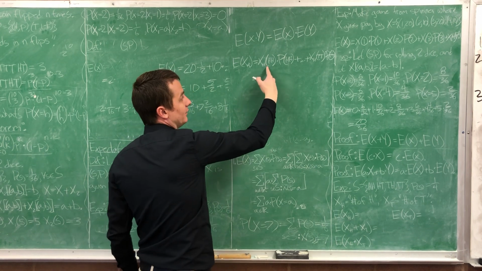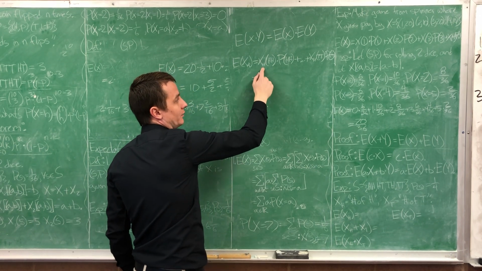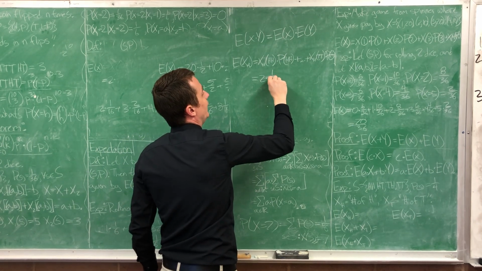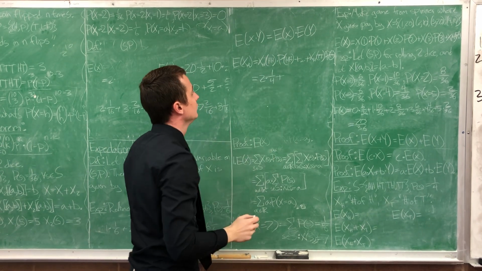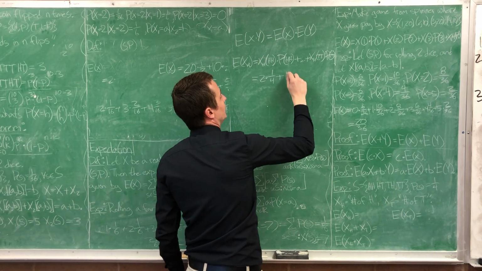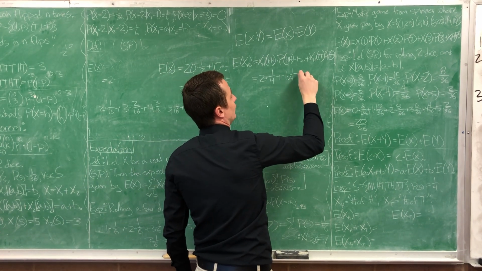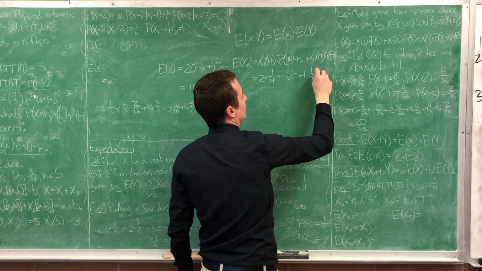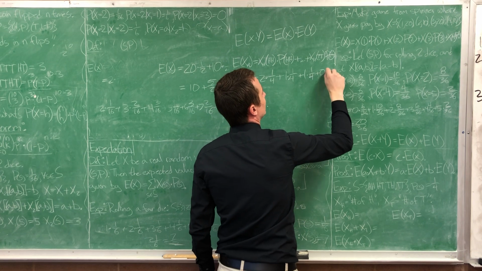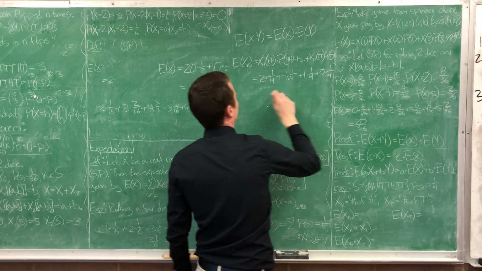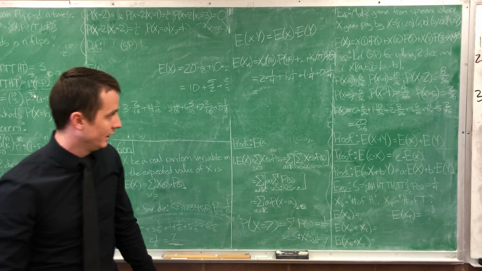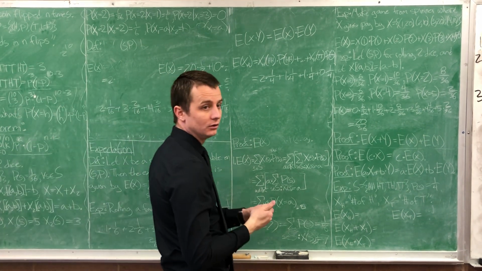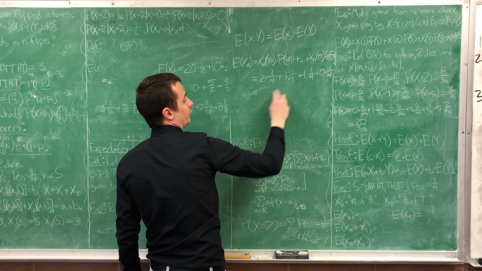What is X_H of HH? 2, and 1/4. 2 times 1/4. Now we're going to do HT. 1 and 1/4. Now TH. 1 and 1/4. And now TT. 0 and 1/4. And so the expected value of it is going to be what then? 1. Right? A half plus a fourth plus a fourth is 1.